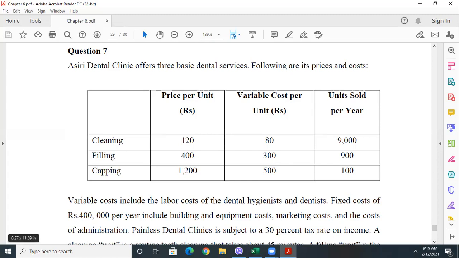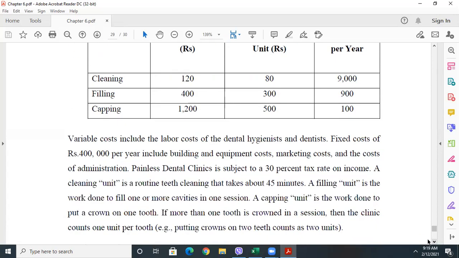Fixed cost of rupees 400,000 per year, including building and equipment cost, marketing cost, and cost of administration. So it's about the fixed cost, 400,000. The dental clinic is subject to a 30% tax rate on income. Income in the sense it is the profit.